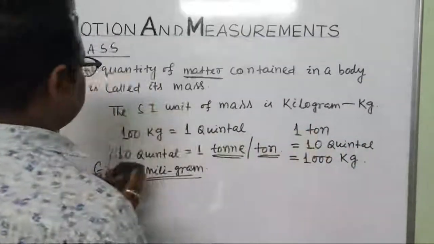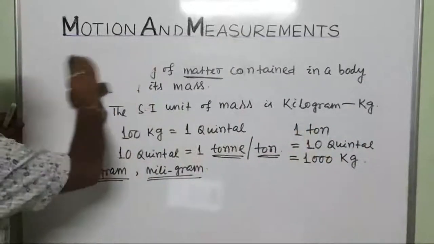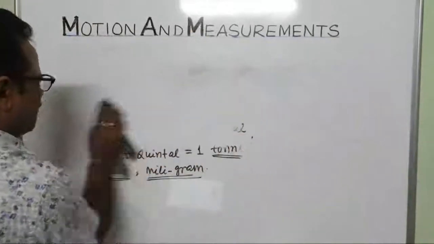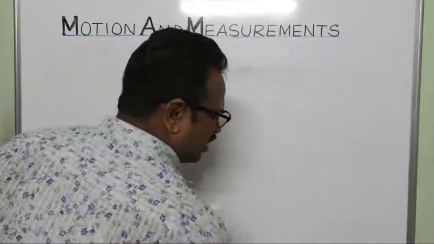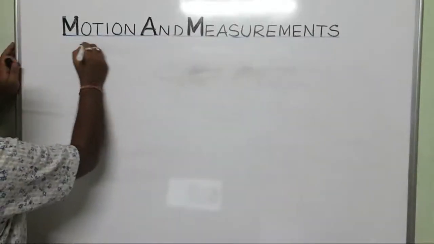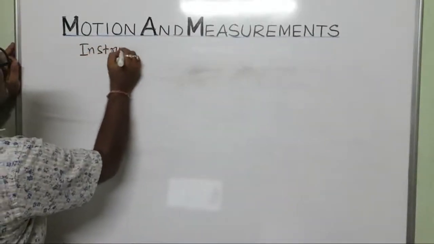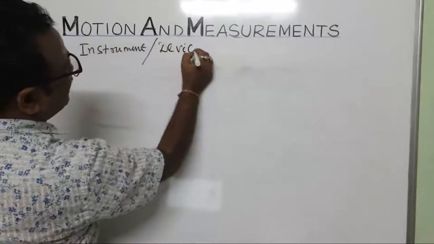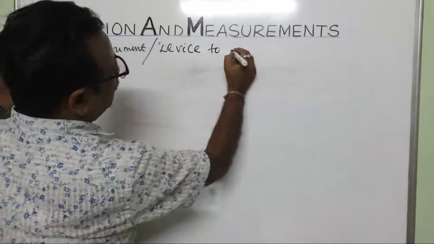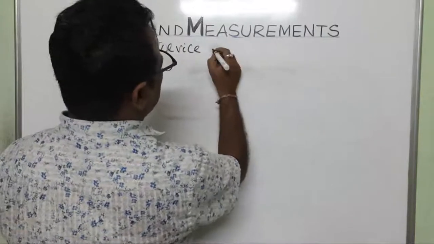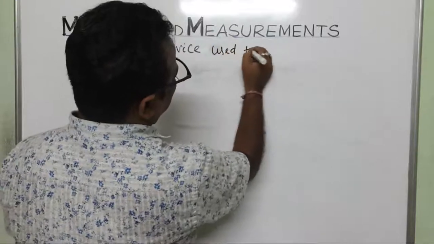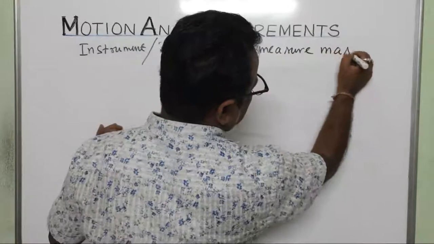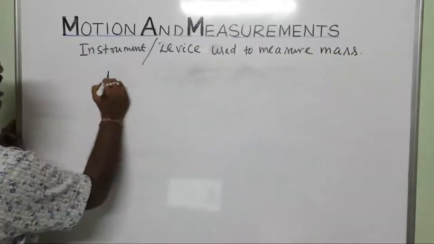Now start from that part. Basically, the device or instrument used to measure mass.